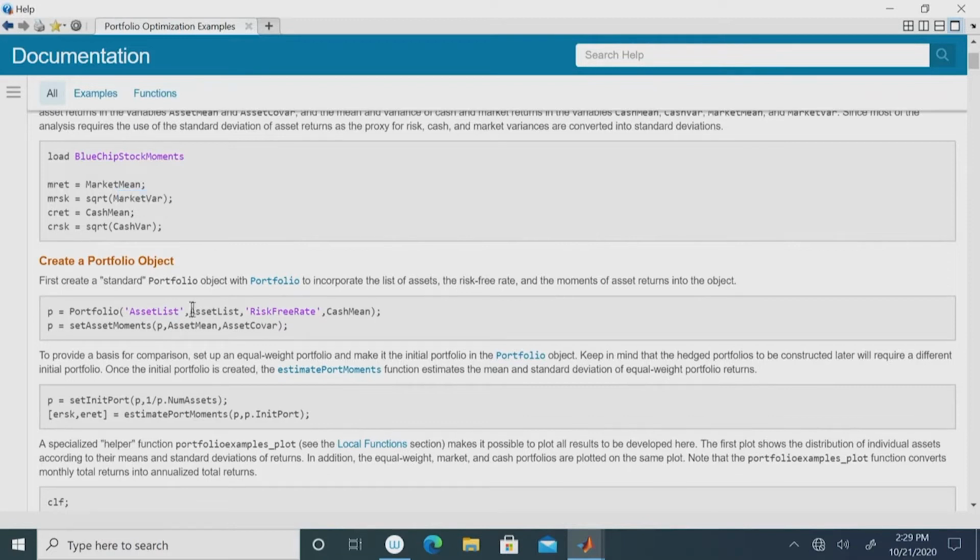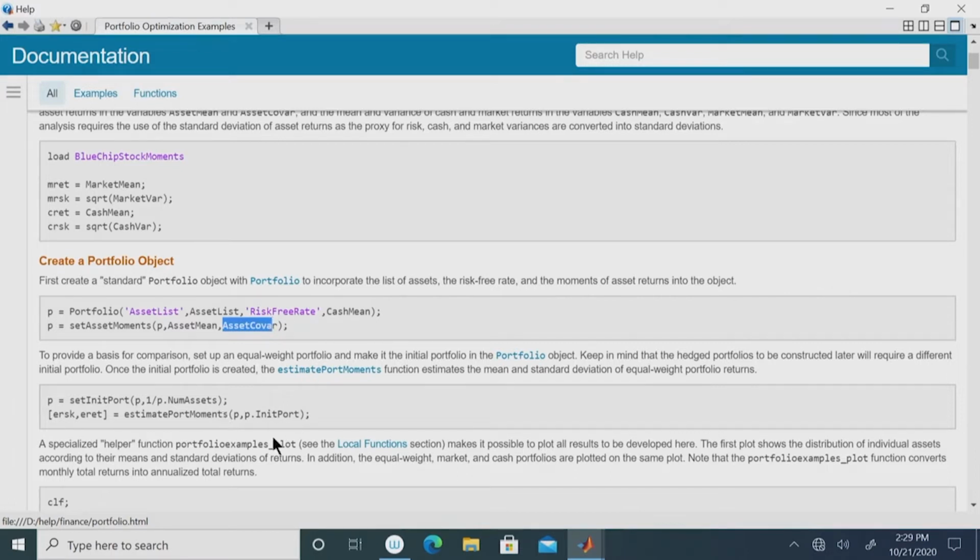So, we will incorporate the asset list, and we will bring in the risk free rate, which is taken to be the cash mean, and the moments of the asset return. So, we will basically incorporate the individual asset means as well as the asset covariance. This is just like a starting point where you set up the basic essential components that are required for the portfolio object.